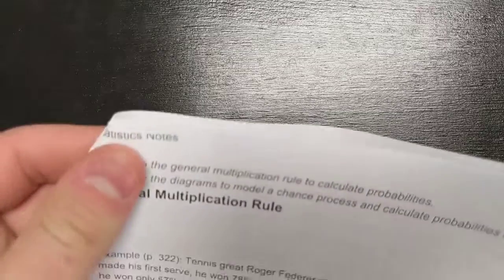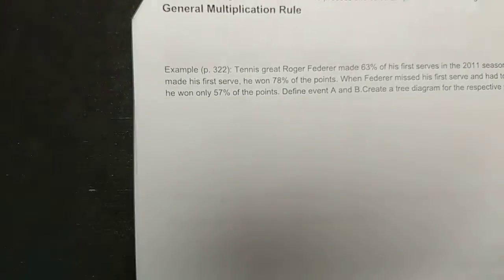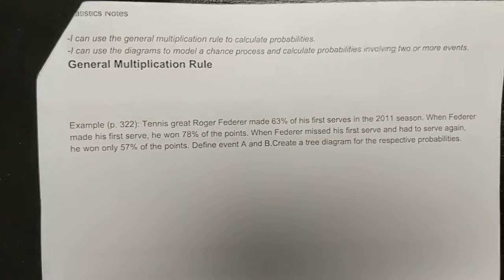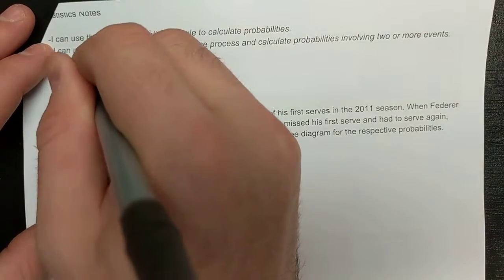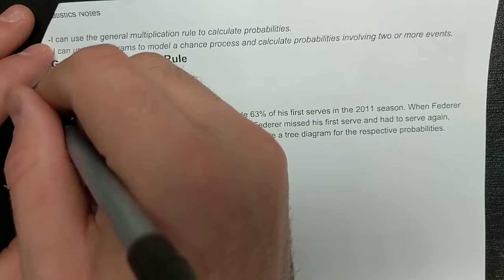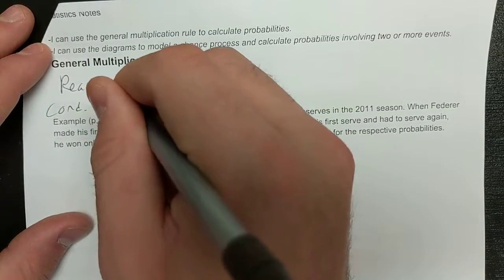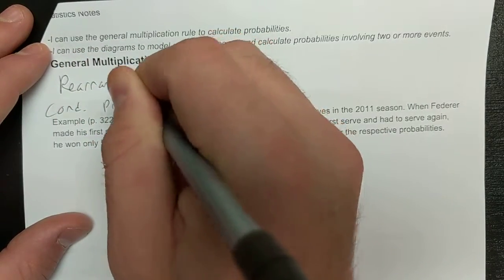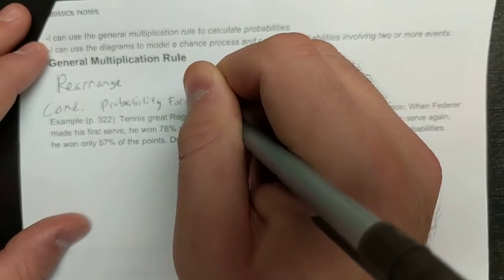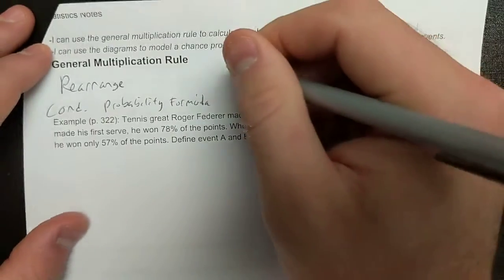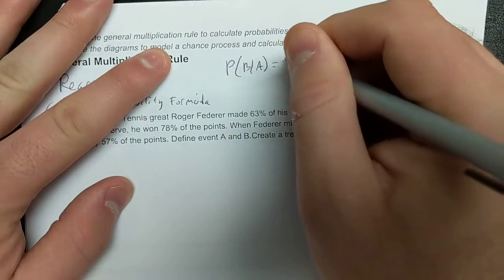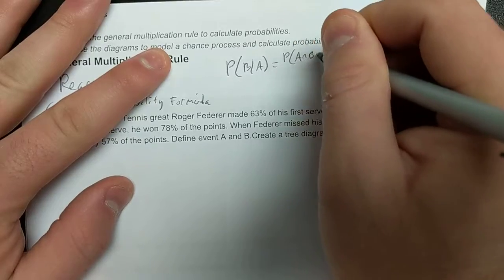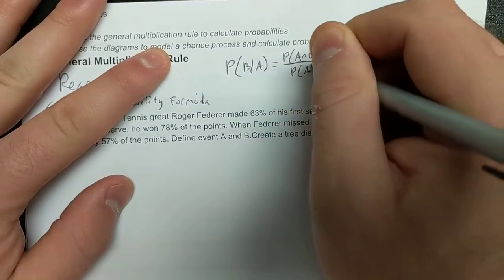Okay, so we have talked about in previous sections the general addition rule. We also have a general multiplication rule, and it's actually just a rearrangement of the equation we already talked about. So we're going to rearrange the conditional probability formula. You remember that looked like this: probability of B, given that A happened, is the probability of A and B divided by the probability of A.